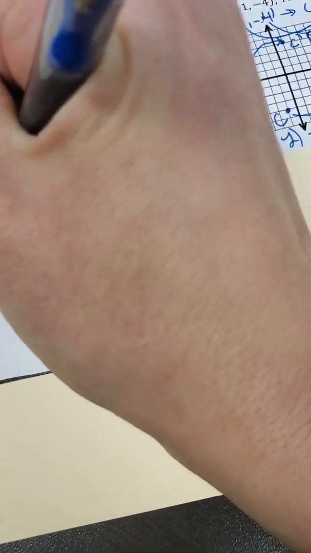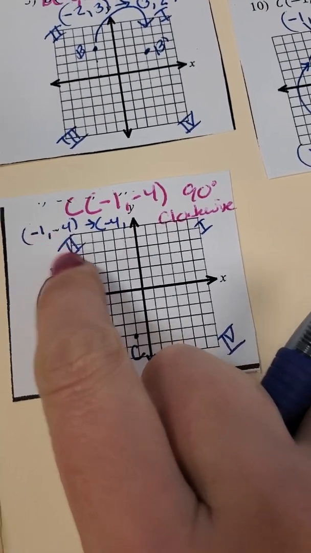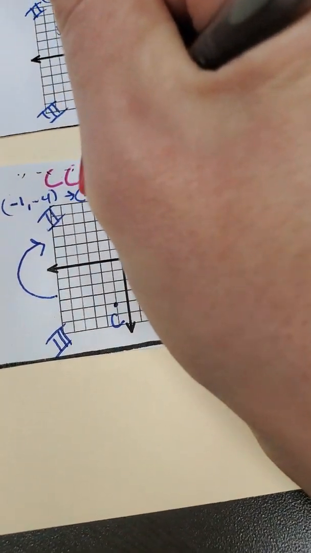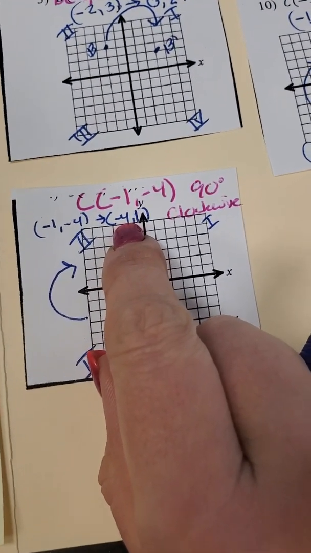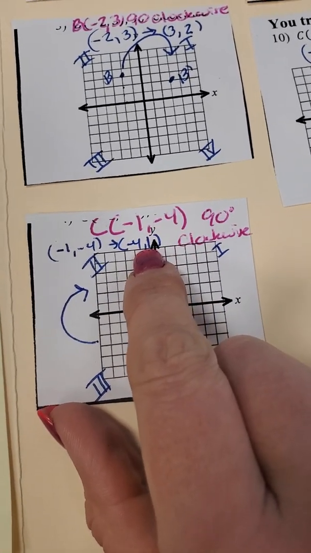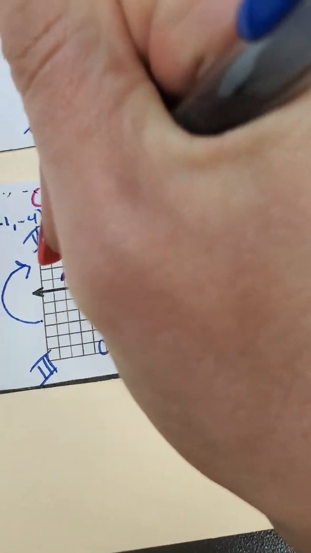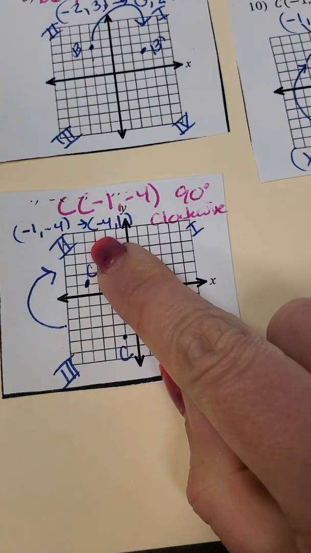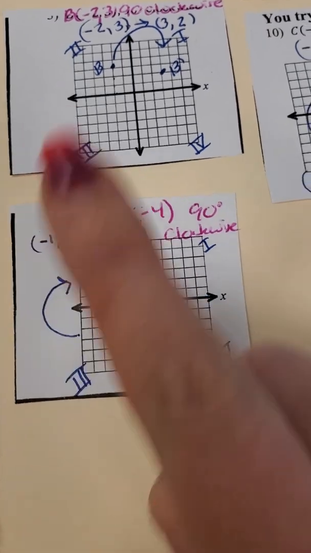So currently it says -1, -4. The rule says to switch places and then change the x value to its opposite. So the opposite of -1 is +1. So the y value stays the same, it just becomes the new x. The x value flips to its opposite. So my new point is -4, 1. So I'm going to go left 1, 2, 3, 4, up 1. C prime did land in quadrant 2 because it was one 90-degree rotation, just from here to here, one time. That's it.